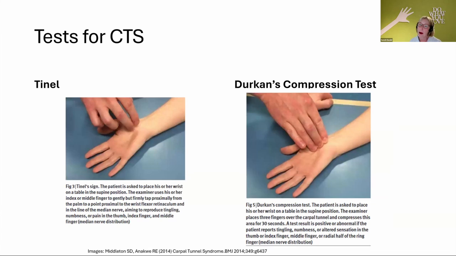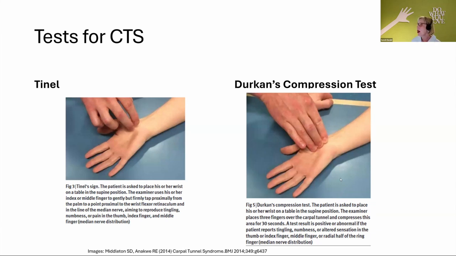Okay, two other options. Tinel's test, you simply tap along the distribution of the median nerve. You're looking to elicit that funny bone feeling that you would have had in your elbow, that tingling there. Thing to remember about Tinel's sign is that it's sometimes not that difficult to elicit even in healthy people.